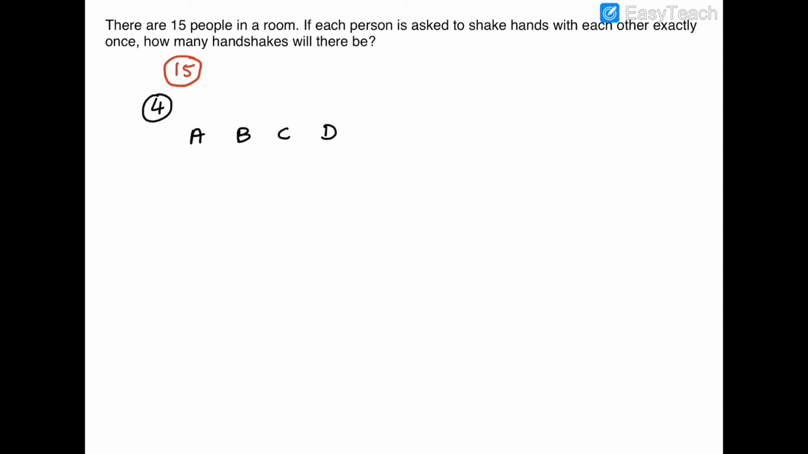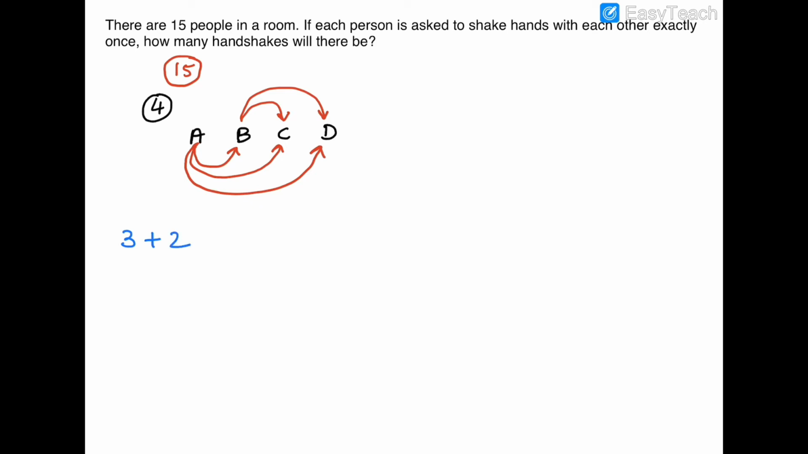Let's start with A. A shakes hands with B, then with C, and then with D. So now I already see there are a total of 3 handshakes. Next, let's go to B. B shakes hands with C and with D. We don't have to recount B shaking hands with A because we already did it when A and B shook their hands in the first try. Now you can see that I have another 2 handshakes.